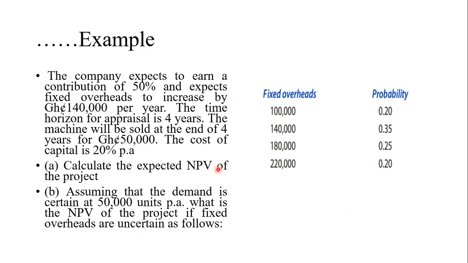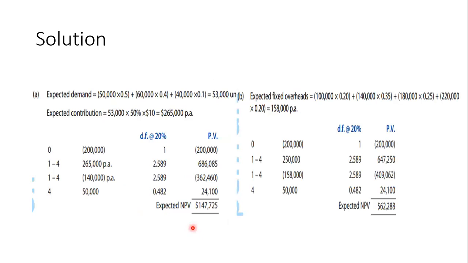Required: A, calculate the expected NPV of the project. B, assuming that the demand is certain at 50,000 units per annum, what is the NPV of the project if fixed overheads are uncertain, as follows? So this is quite a loaded question. We'll take it one step at a time.